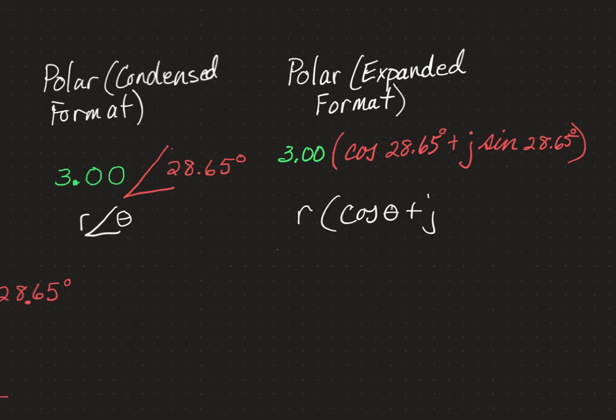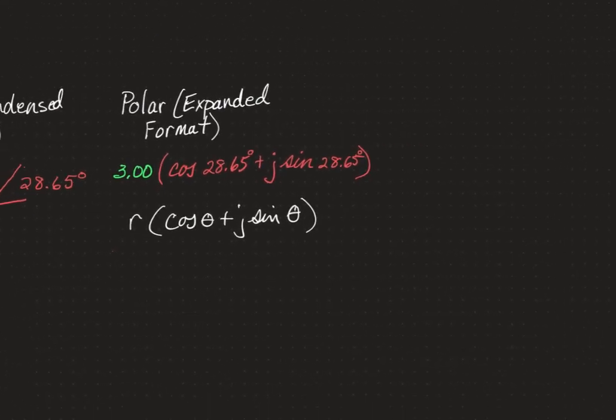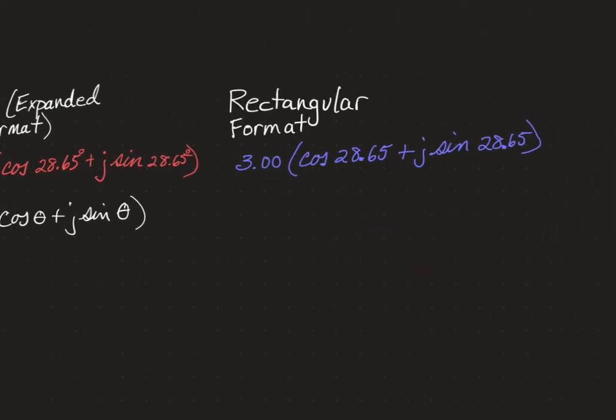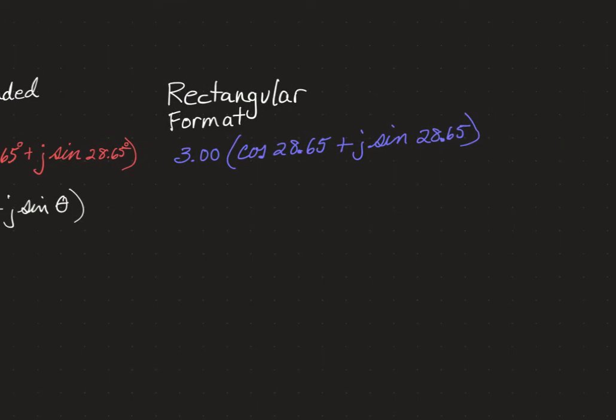The expanded format of the same complex number is always R, open parenthesis, cosine of theta plus J sine of theta, and close the parenthesis. From here, we can move on to the rectangular format. To do that, I'm going to rewrite our polar expanded format over here, where I have my rectangular format column.